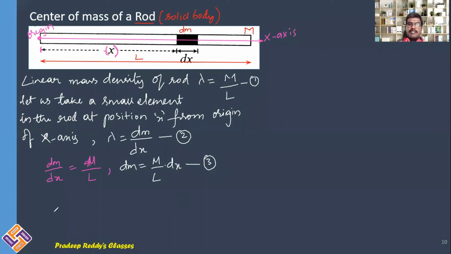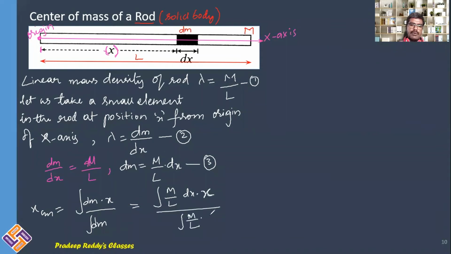Now use the formula for center of mass. xcm is equal to integration dm into x divided by integration dm. But what is dm? We already have calculated it as capital M by L into dx. So it is capital M by L into dx into x, where x is the position of the dm we are choosing from the origin. So x is as it is in this problem. And integration capital M by L into dx. This is how we have got the formula, and we have substituted it for xcm.